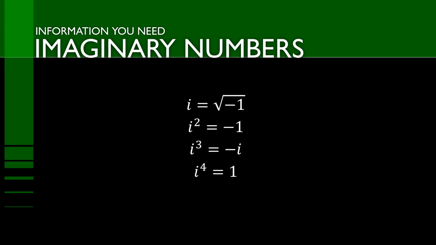Now if we were to take this out to i to the fifth, we would just repeat the pattern, and i to the fifth would be the square root of negative 1, i to the sixth would be negative 1, i to the seventh would be negative i, and i to the eighth would be 1.